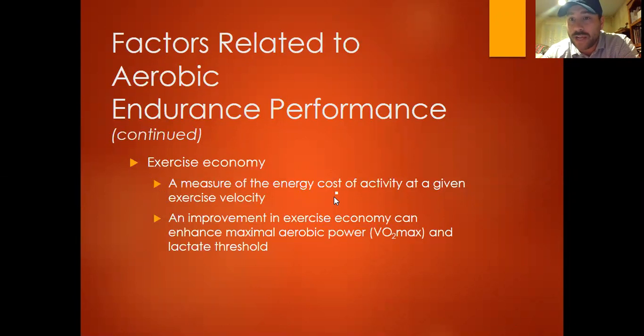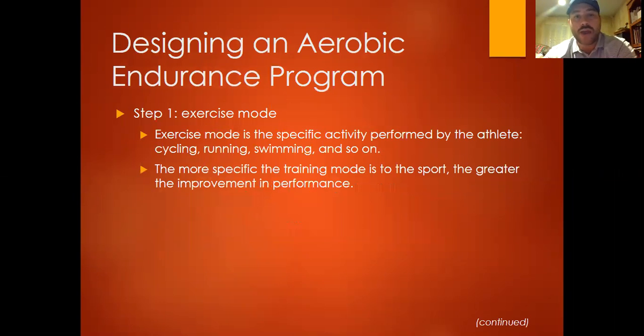If you can improve that economy or that technique or that efficiency, sometimes that maximal aerobic power, that VO2 max, and lactate threshold can be improved just through technique. So we can maybe start with how long is your stride? How is your stride? Different types of things. So sometimes with aerobic performance, technique is the first thing we need to fix, and then we can work on everything else. So how do we design an aerobic program?